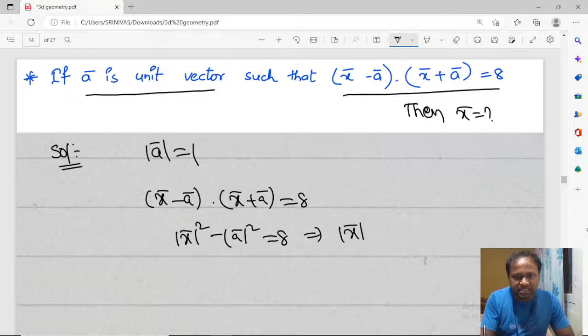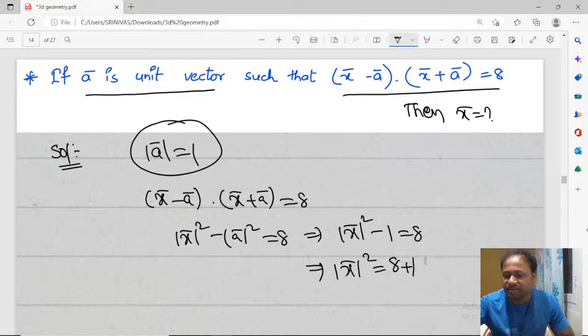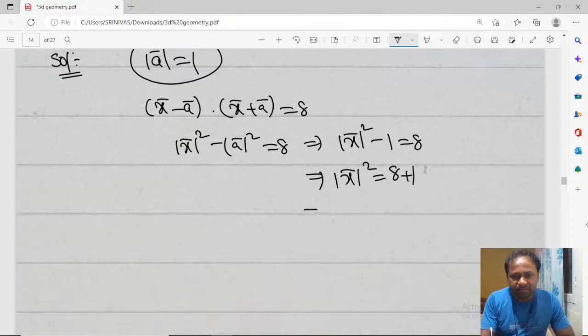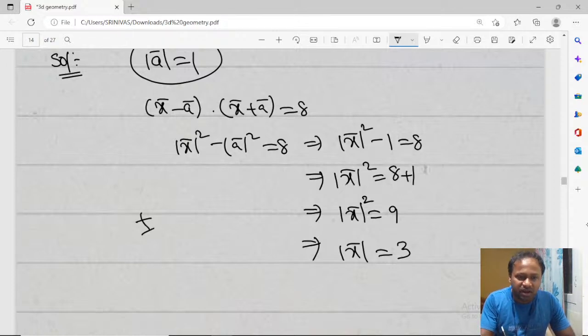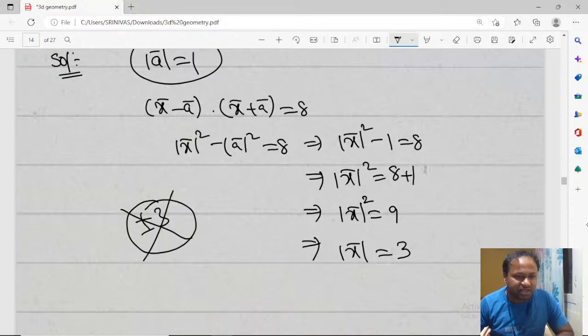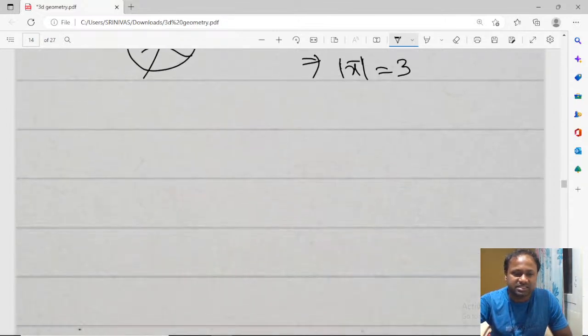That implies mod x bar square minus 1, because its value is 1, is equal to 8. That implies mod x bar square is equal to 8 plus 1. So mod x bar squared is equal to 9, then mod x bar is equal to 3. So don't write plus or minus 3. This is a very crucial step, because this will be positive only, no negative.